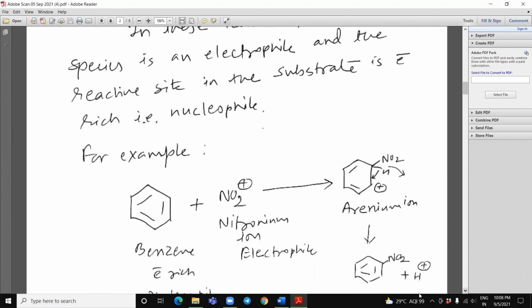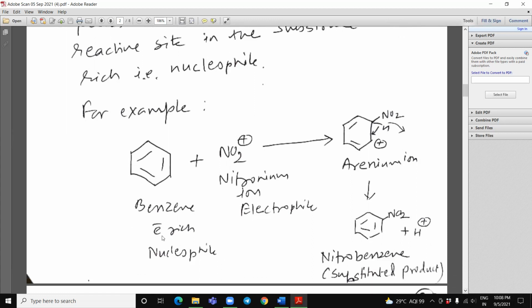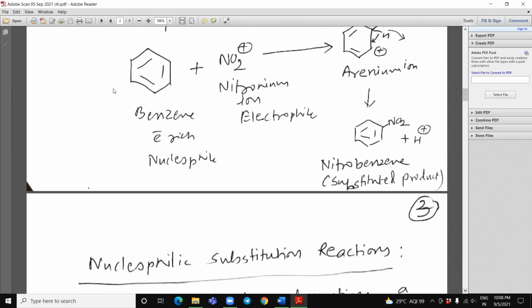For example, see here, benzene and nitronium ion. Benzene, it is electron rich, so it is a nucleophile. Nitronium ion, it is an electrophile because it is electron deficient. So, the attacking species is electron deficient and the reactant is an electron rich nucleophile. See here how it is attacking and it will give substituted product, and this reaction is called electrophilic substitution reaction.